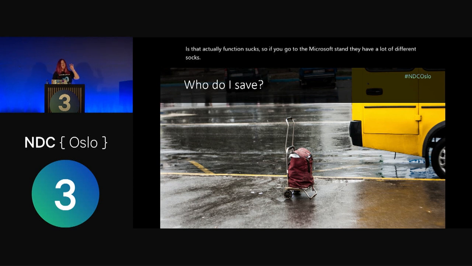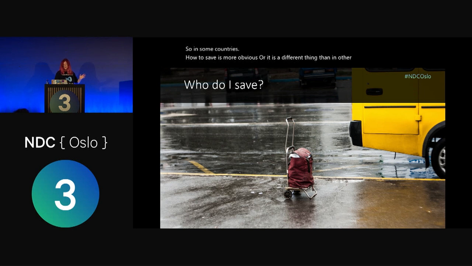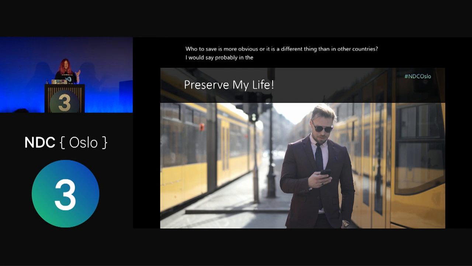In some countries, who to save is more obvious, or it is a different thing than in other countries. I would say probably in the US, you would get a lot more people saying, save me. Me, the driver, or me, the passenger in my autonomous vehicle, I am the one that you should save, and I do not want you to swerve to avoid other people if there is any risk of danger to myself. Unless I'm going to get sued for hurting them. In that case, it's kind of like a cost-benefit analysis. Do they look like a rich person or not?